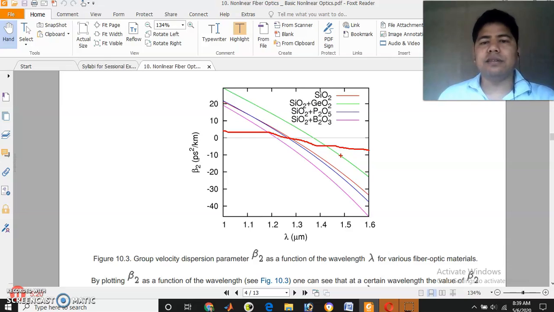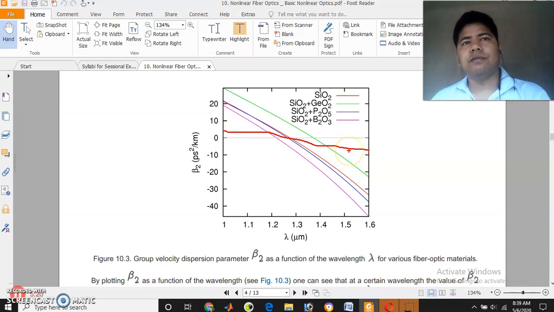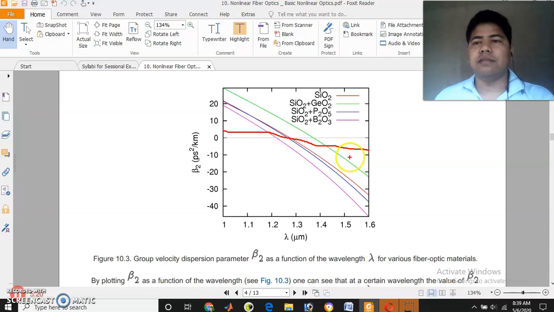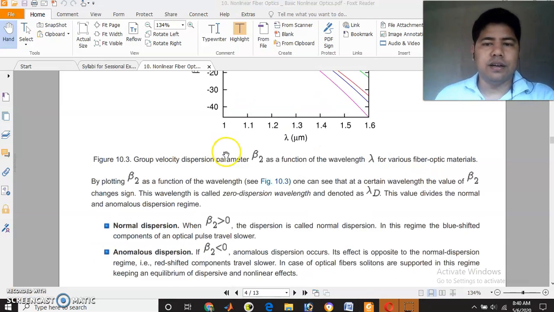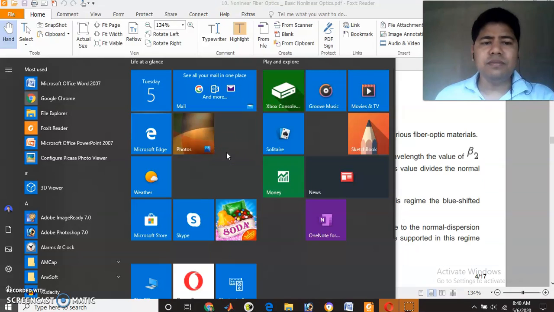If we somehow are able to get this kind of graph, here you can see this green color graph has a very steep slope, and all other graphs have very steep slopes. If we somehow are able to minimize this steepness, then the quality of our pulses propagating through this optical fiber will be enhanced. So that is another important thing in optical fiber.